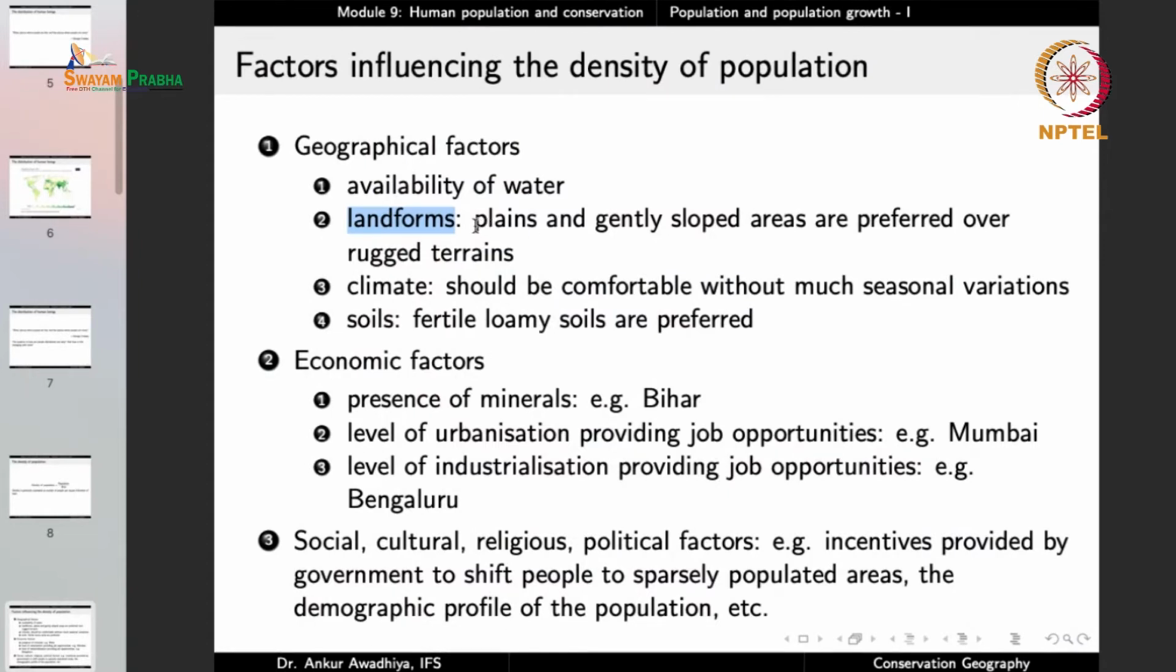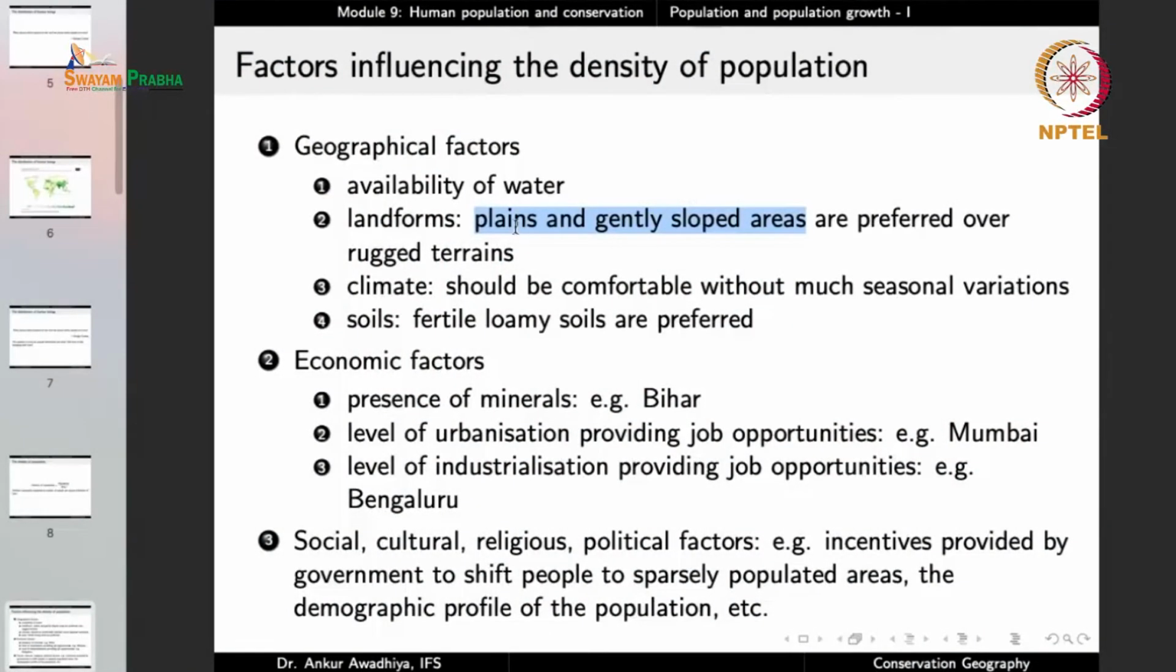Generally, the density of population is greater where we have plains and gently sloped areas. Why? Because it is easy to perform cultivation in these areas, it is easy to move in these areas, and transportation is easy and cheap. Versus if an area is, say, a hilly area with a very rugged topography, it is difficult to move things and people in those areas. And so people do not prefer to live there. So plains and gently sloped areas are generally preferred over rugged terrains.